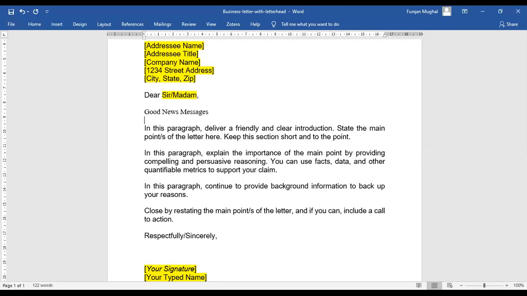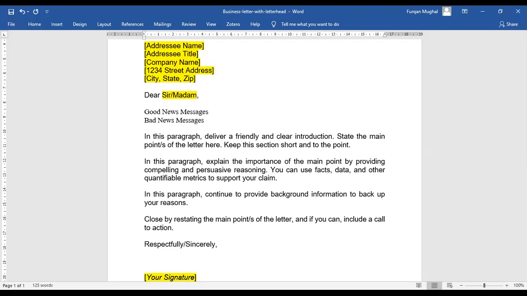Then we have bad news messages, where you are communicating something not good, something not favorable. If we talk about good news messages, for example, if you get admission into a university, the letter given to you by the university, which is the acceptance letter, is usually a good news message. And a bad news message can be the decline of the admission, as well as communicating to somebody the loss of something or some person.